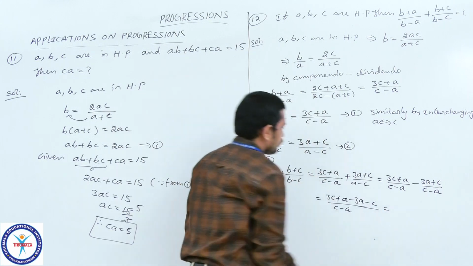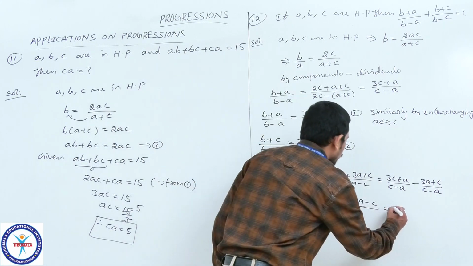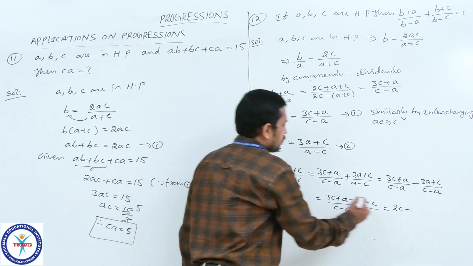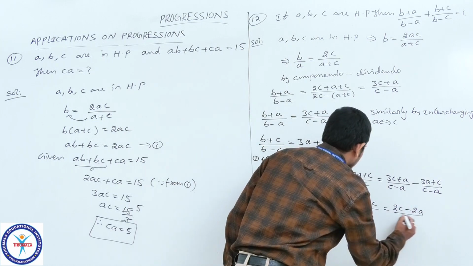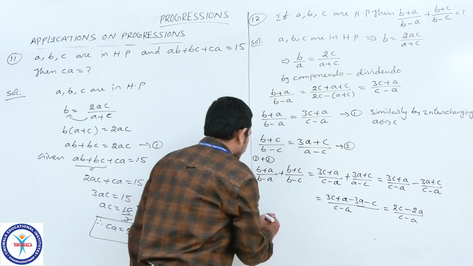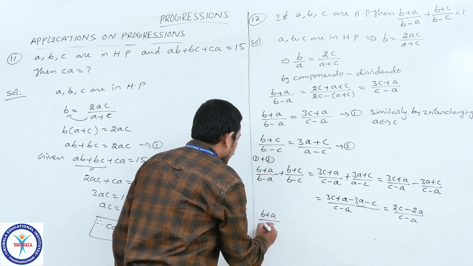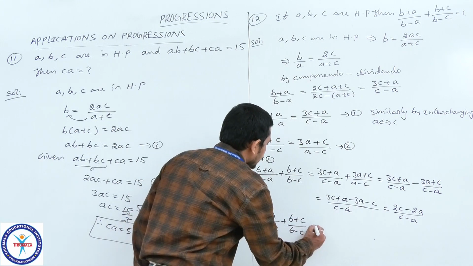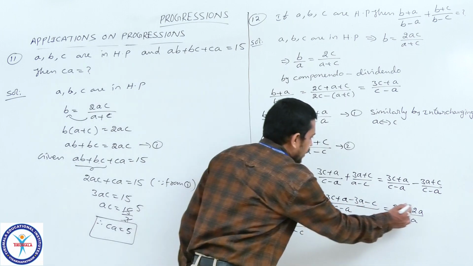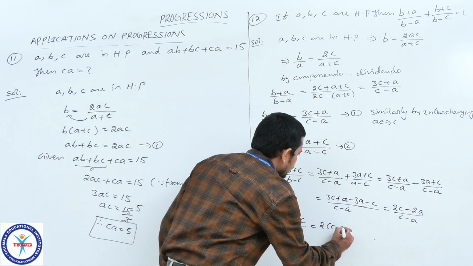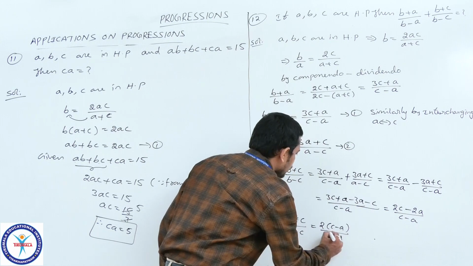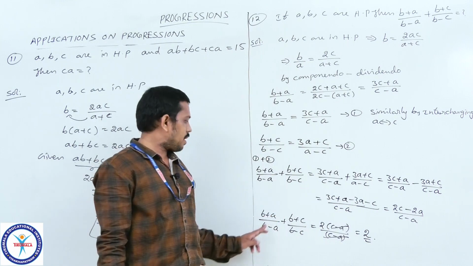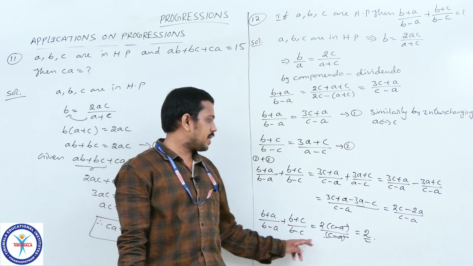So which is equal to 3C minus C, 2C, minus A plus A, minus 3A, minus 2A, by (C minus A). So therefore we have (B plus A) by (B minus A) plus (B plus C) by (B minus C) is equal to, by taking 2 common, (C minus A) by (C minus A), both are cancelled, is equal to 2. So therefore (B plus A) by (B minus A) plus (B plus C) by (B minus C) is equal to 2.